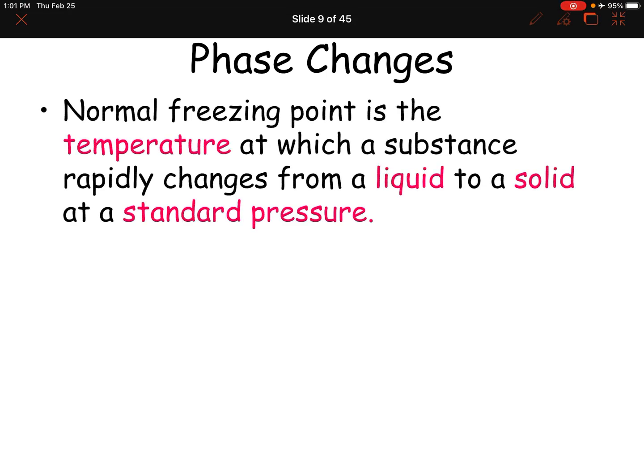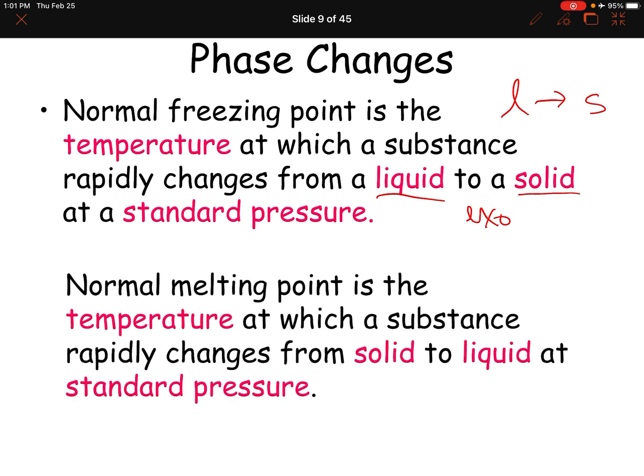Freezing is a temperature in which a substance goes from liquid to solid at standard pressure. Now, when you go from liquid to solid, think about rain turning to snow. We're giving off heat. That's exothermic. Melting is when you have solid going to liquid. When that snow melts and becomes liquid water, that's taking heat in, endothermic. And guess what? The freezing point and the melting point are the same temperature.